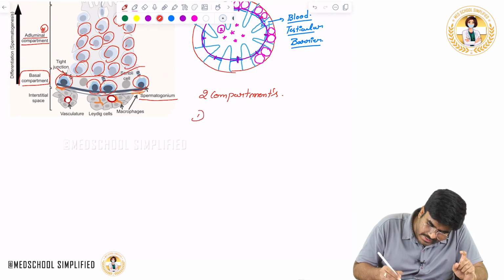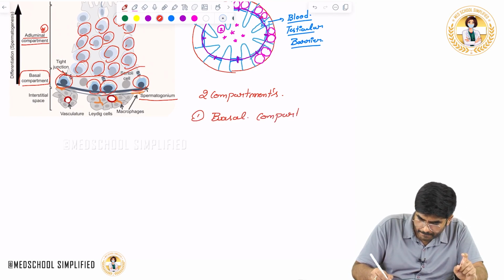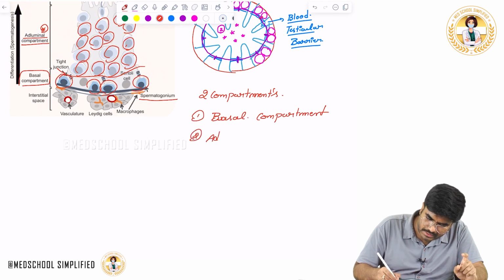What are they? One is the basal compartment. And second one is the adluminal compartment.